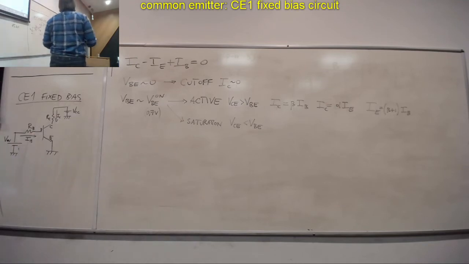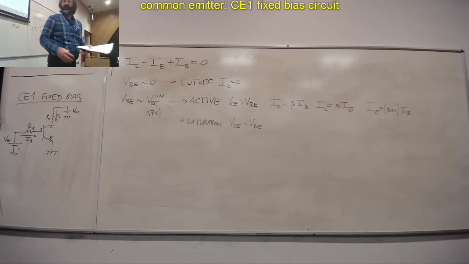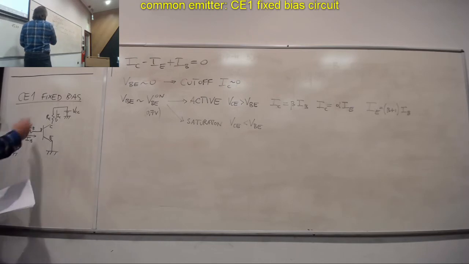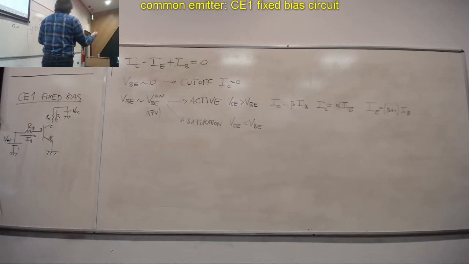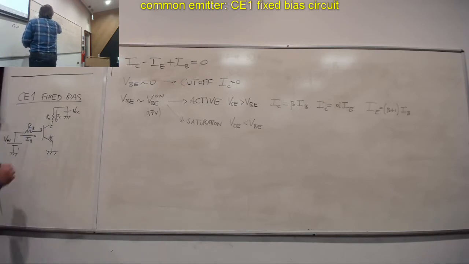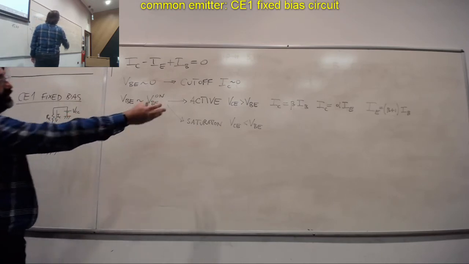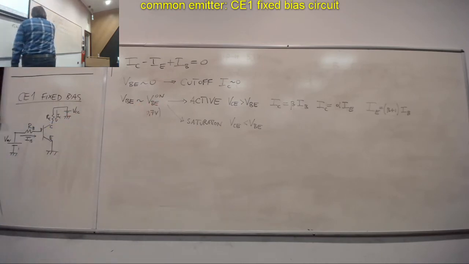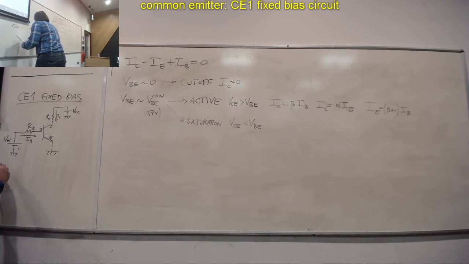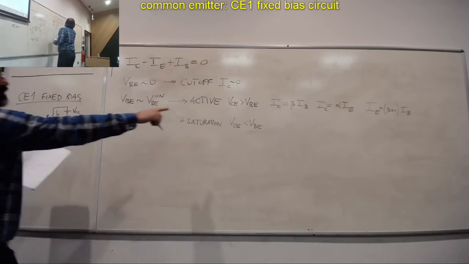So what equations do I write for this circuit in order to be able at a certain point to define the quiescent point of the circuit, where it will end up operating? So first of all, remember that from what we said, the transistor will be active if VBE is around VBE on. So VBE must be roughly VBE on, and VCE must be bigger than VBE.